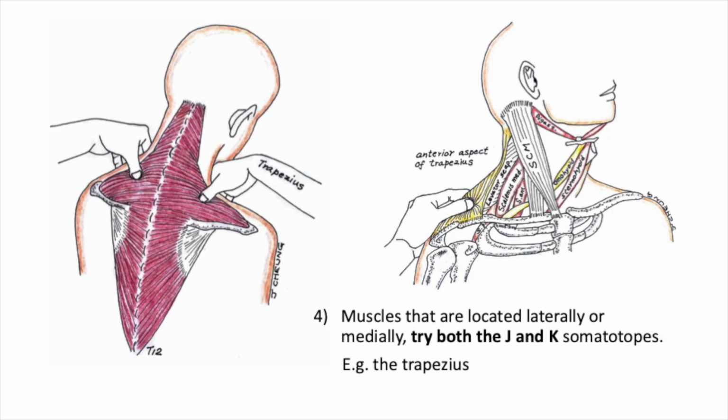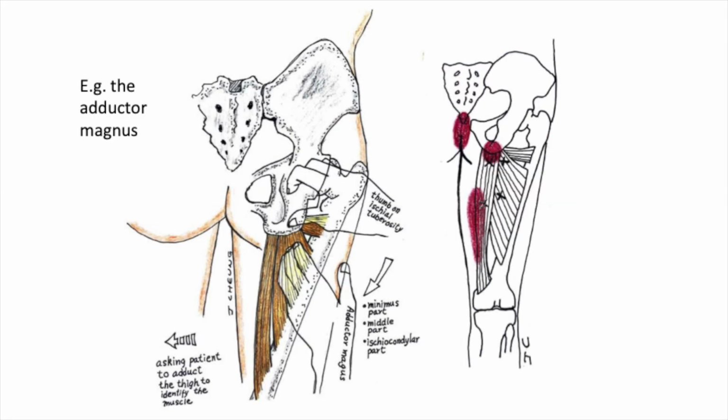Muscles that are located laterally or medially, try both the J and K somatotopes. If one somatotope doesn't work, try the other. For example, trigger points in the posterior aspects of the trapezius is in the K somatotope, whereas trigger points in the anterior aspect is in the J somatotope. In another example, trigger points in the adductor magnus may be in either J or K somatotopes.